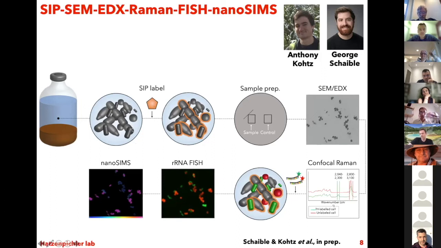And so this is a super correlative microscopy approach, right, in which we can overlay the biochemical information from Raman, the taxonomy from FISH, the elemental composition from NanoSIMS and EDX, and the morphology, or ideally even ultrastructure, from electron microscopy, all on top of each other, all on the same biomass.